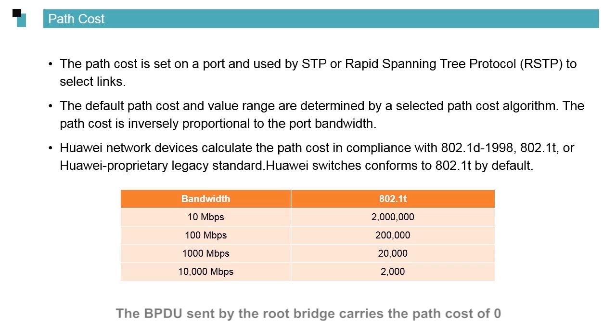The BPDU sent by the root bridge carries the path cost of 0. When the BPDU passes through SW2, the path cost is added to the port cost of the port receiving the BPDU on SW2. The port cost is 20,000. After the BPDU is sent by SW2, the path cost is unchanged. When the BPDU reaches SW3, the path cost becomes 20,000 plus 200,000 because the port receiving the BPDU provides megabit bandwidth on SW3.